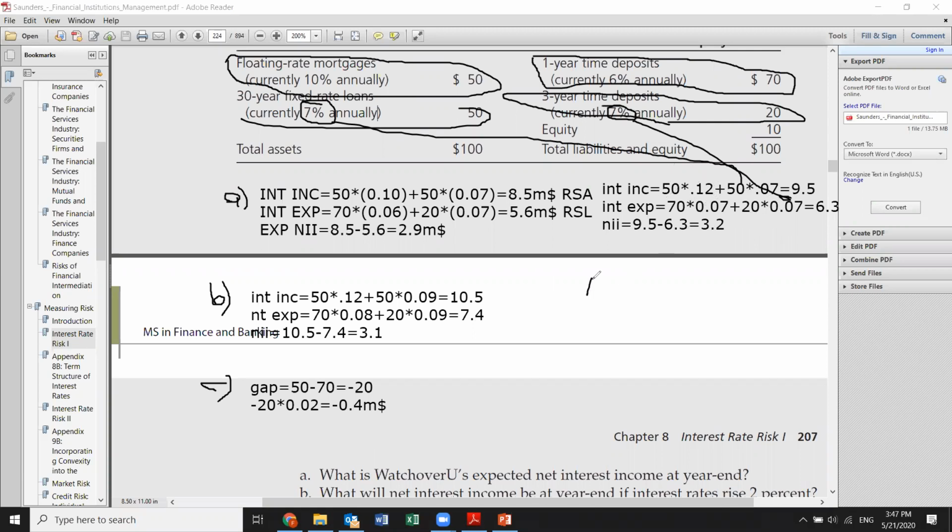It said that rate sensitive assets will have the effect of a 2% increase in interest, and rate sensitive liabilities will have the effect of a 1% increase in interest. So that means this was 6%, this one should be 7. This is 10%, increased by 2%, so from 10 to 12.